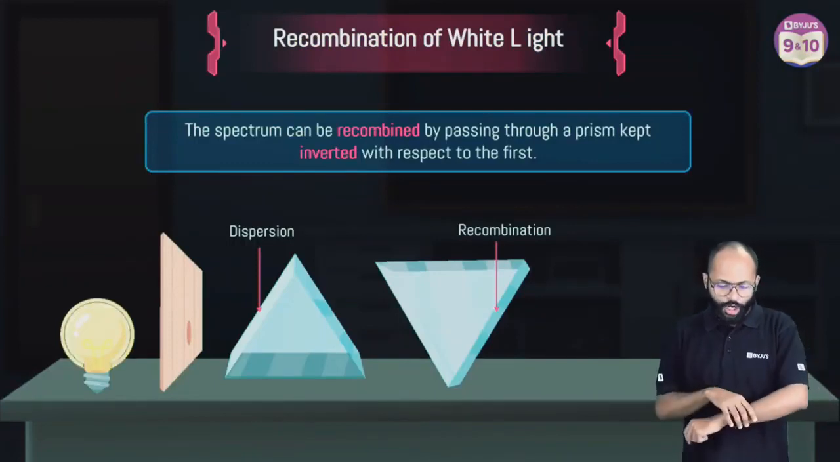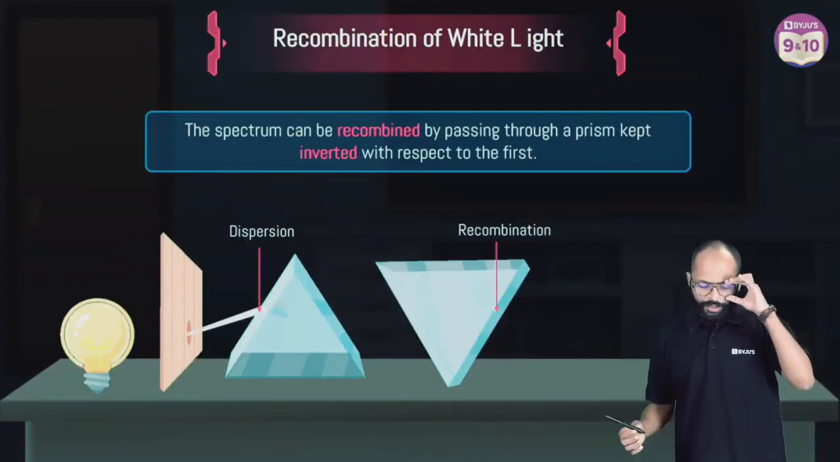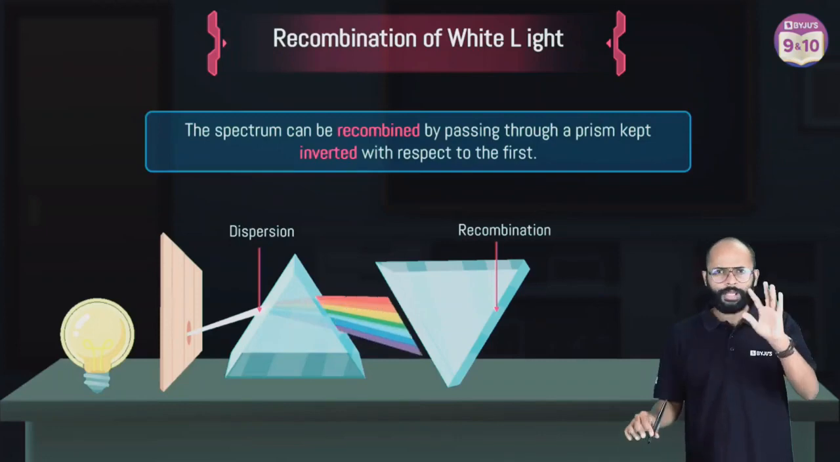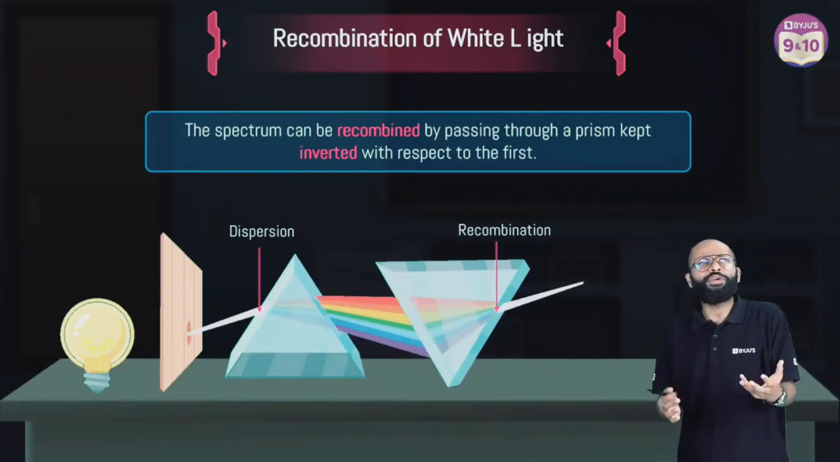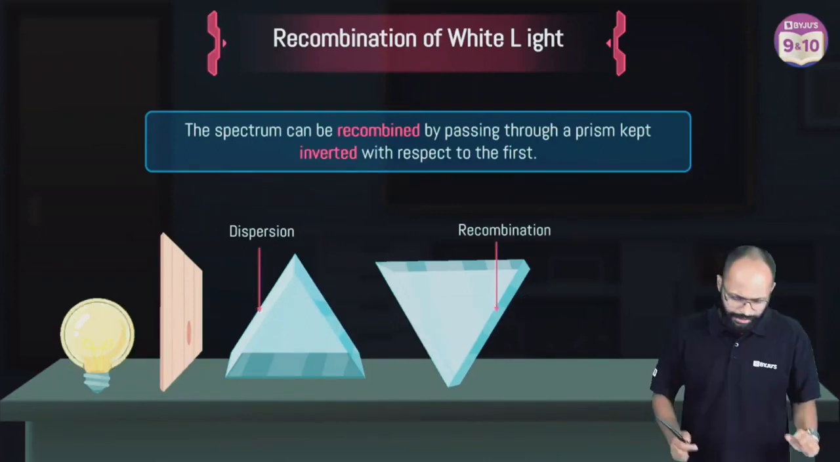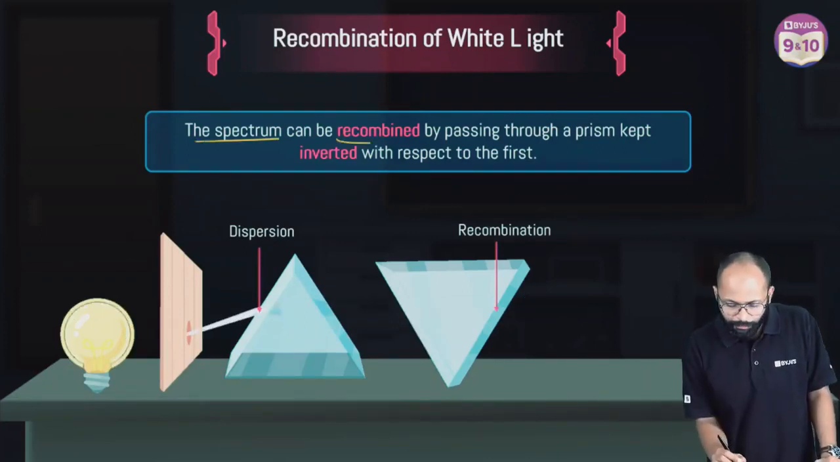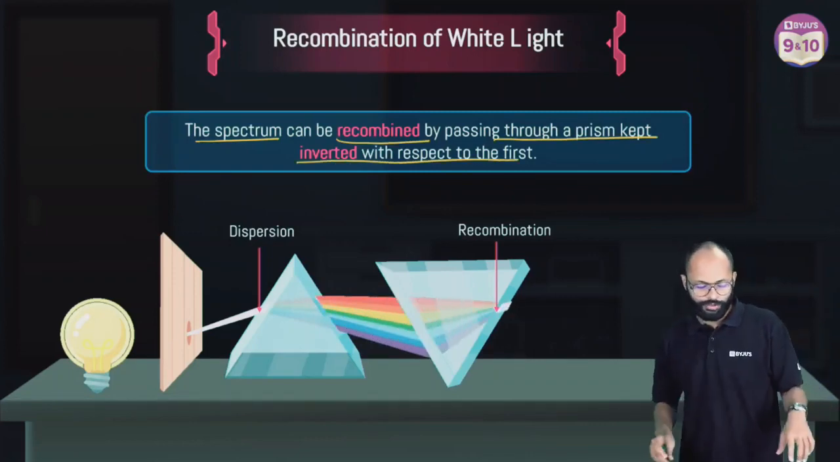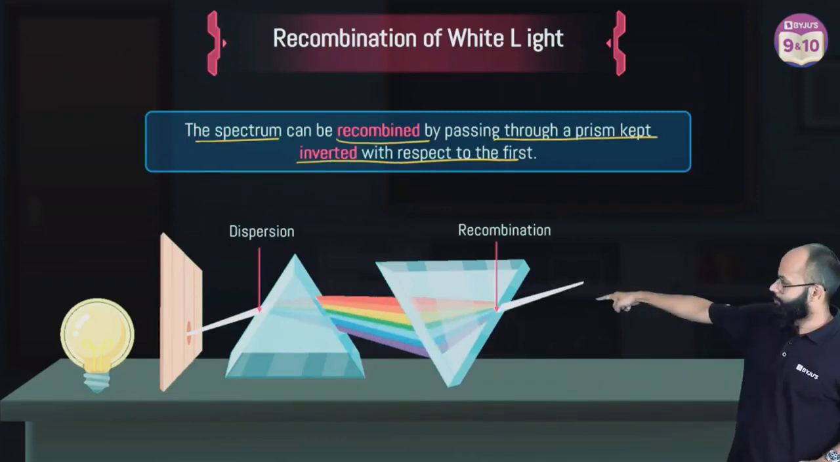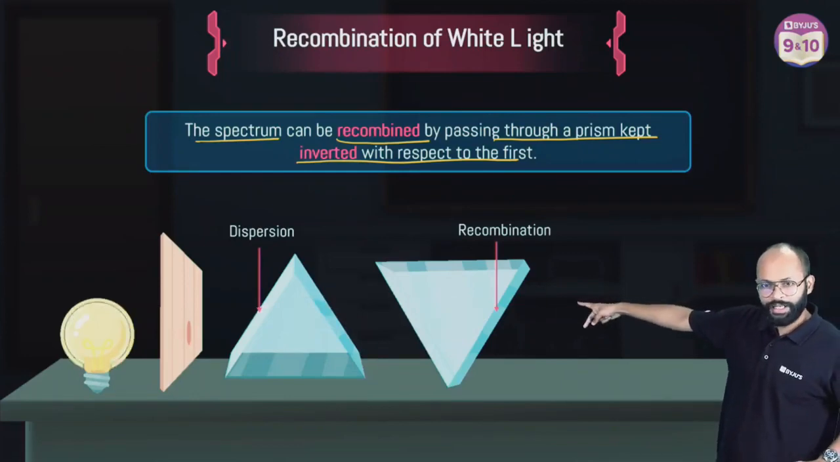Next, let's move forward. Recombination of white light. अब सुनो, recombination of white light मतलब by one prism will split the white light. It will cause dispersion. Very good. Is there a way to recover the white light? दोबारा ले सकते हैं क्या? Yes. The spectrum can be recombined by passing through a prism kept inverted with respect to the first. ऐसे.